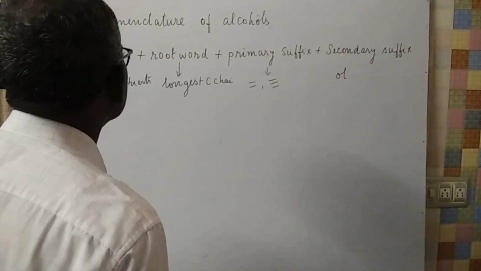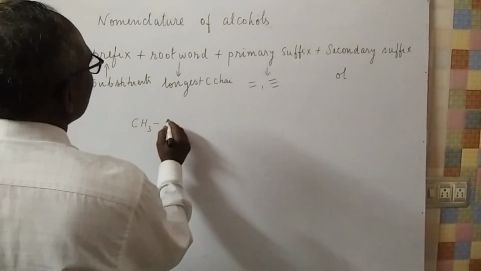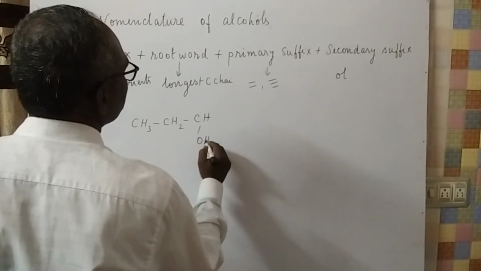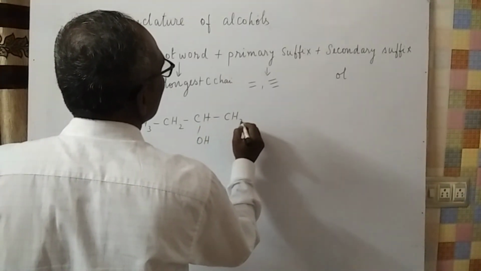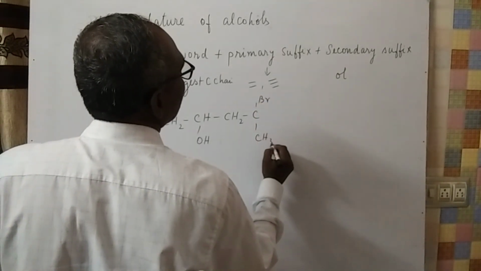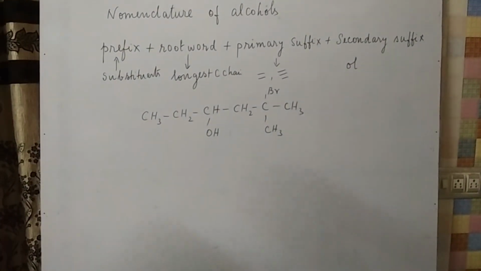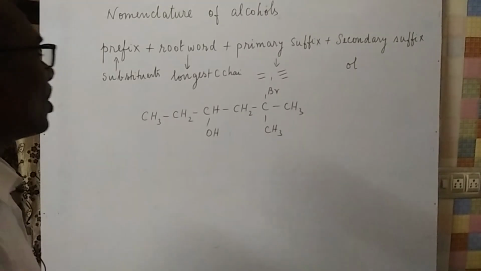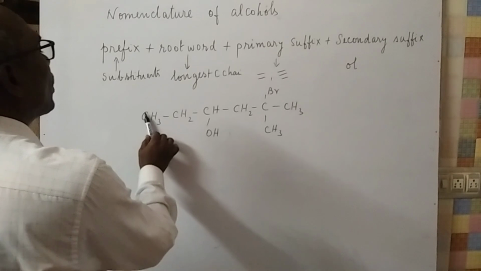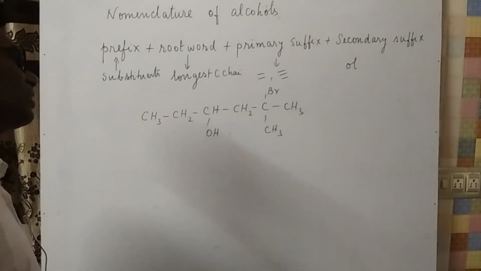For example, I will write a compound and try to name it: CH3, CH2, CH, OH, CH2, CBr, CH3, CH3. Let us take this compound. First, you have to identify the longest chain. 1, 2, 3, 4, 5, 6, or 1, 2, 3, 4, 5, 6. So the longest chain has 6 carbons.